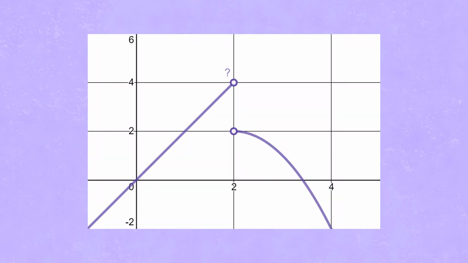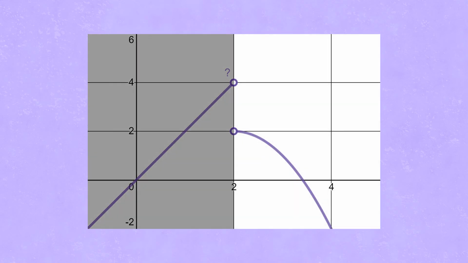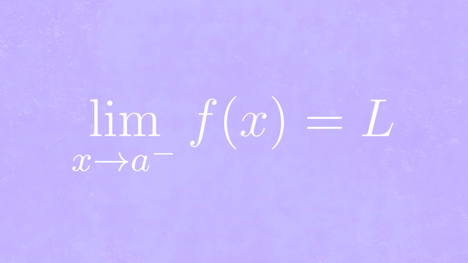Let's look back at one of our previous examples. Here, the limit at x equals 2 does not exist because the part of the graph to the left wants it to be 4, whereas the part of the graph to the right wants it to be 2. These are examples of one-sided limits. We say the left-handed limit, or limit from the left, or limit from below, of the function f at the point x equals a is L, if we can make the value of f close to L by making the value of x close to, but less than a.